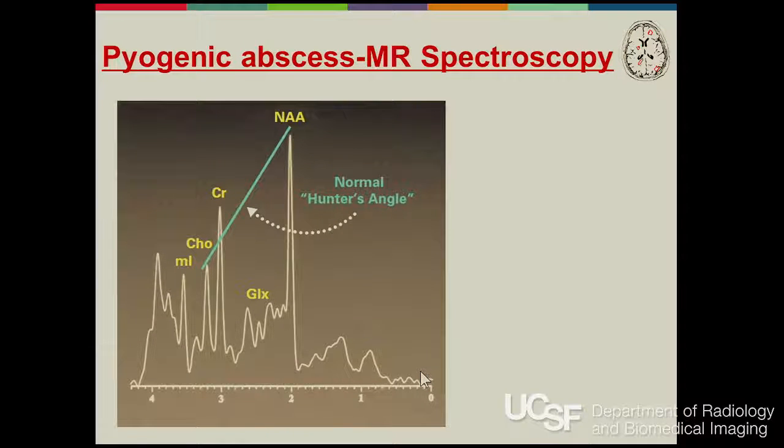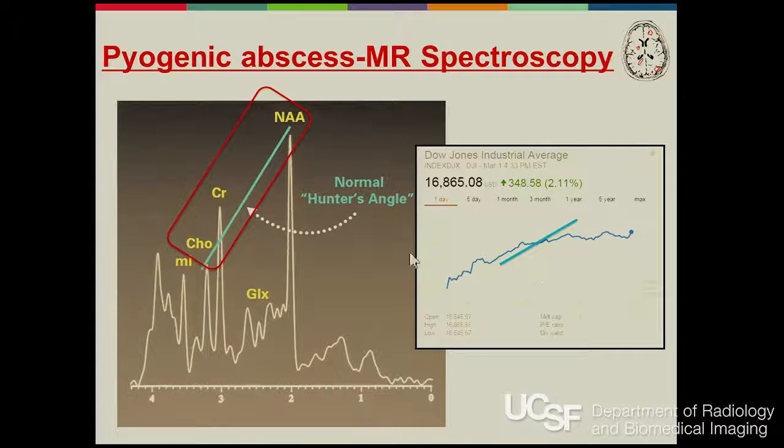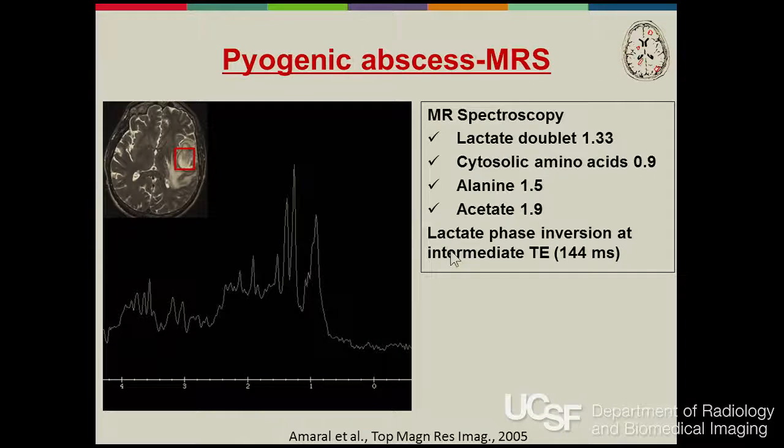A quick word on spectroscopy and how this can help you nail down the diagnosis. Often it's used just for further confirmation of your already strong suspicion. Spectroscopy is a technique that allows us to interrogate specific metabolites in the brain tissue. The big three here are the choline, creatine, and NAA, and we can all remember approximately where they line up on the spectrum. And you want to see them go up like this, a nice Hunter's angle: choline, creatine, and NAA, following the trends we like to see in our stock market.